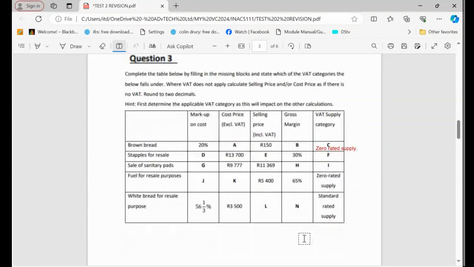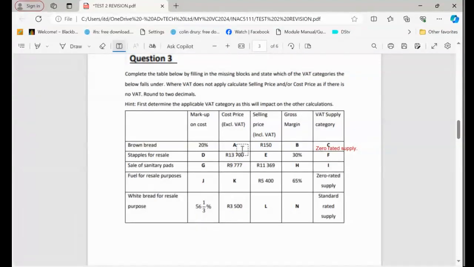But when we check the fact that this is 0 rated, it means I'm not going to calculate VAT at all, because 0 rated means I must calculate VAT at 0%. Can you see now? So it means this amount is not inclusive of VAT. Are we together? So now we know what to do. So we can go and calculate the A part.